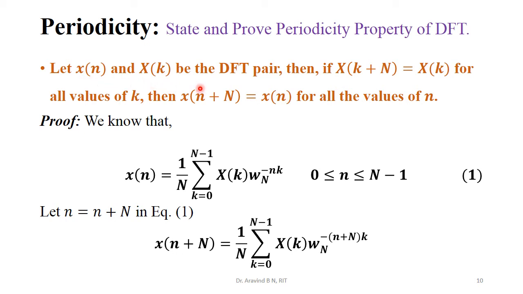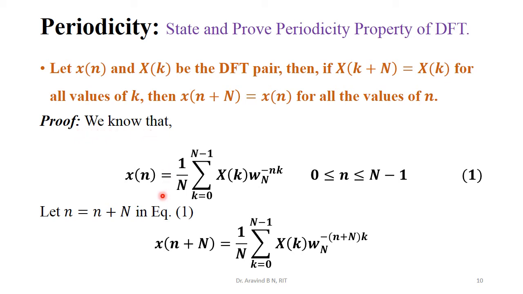Let x of n and X of k be the DFT pair. Then if X of k plus N is equal to X of k for all the values of k, then x of n plus N is equal to x of n for all the values of n. So that means with respect to the IDFT, we are going to make a proof for this. Okay, so let us start with the proof.